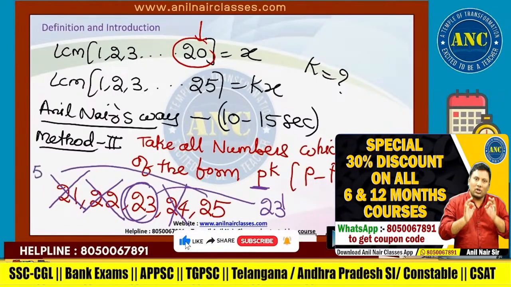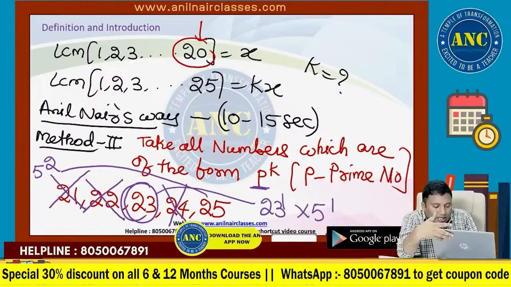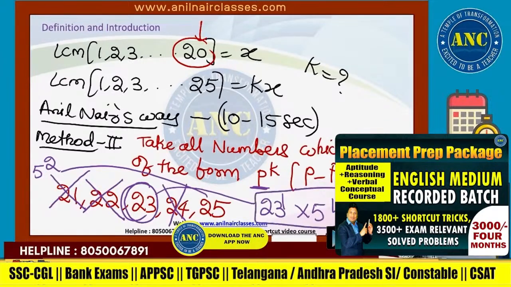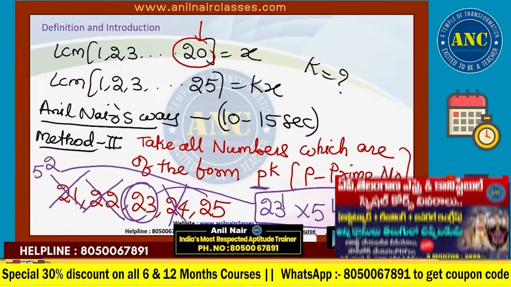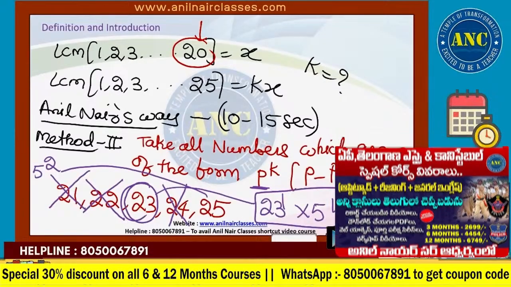25 is 5 square. Only one power of 5 is there in the question. So another 5 will come. 23 into 5 is 115.